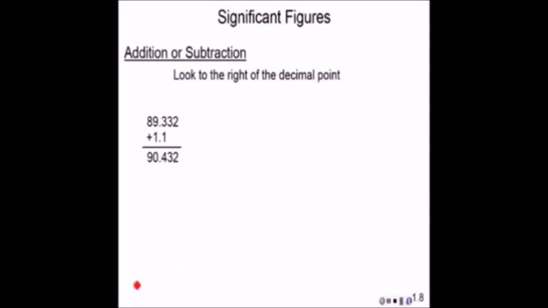Let me get my pen here. So what we're going to look for is right here. So I'm going to come and draw a line there. So we look to the right of the decimal point. So you see we have 3 digits over here. We have only 1 here.